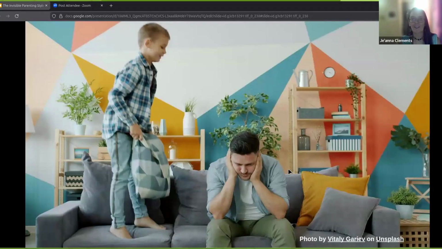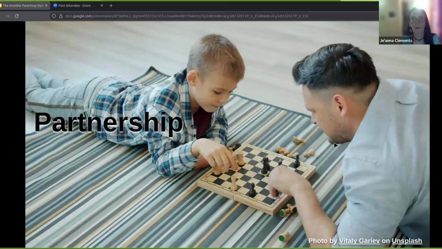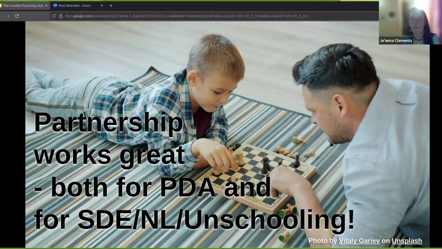So that is going to tell us exactly why authoritative parenting does not work with PDA. And this has again been a source of conflict in many, many households where one parent is determined to use authoritative parenting because it's the best. And the other parent is realizing that only partnership parenting is going to actually work, because partnership parenting works great for both PDA and for self-directed education, also called natural learning, also called unschooling.